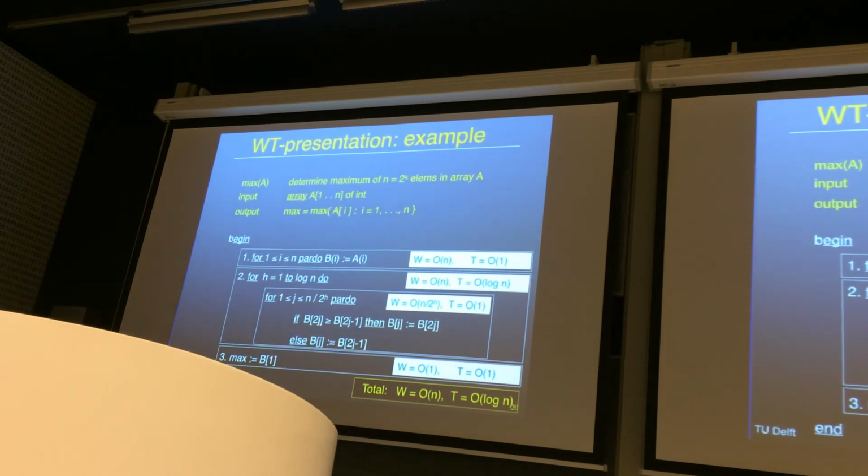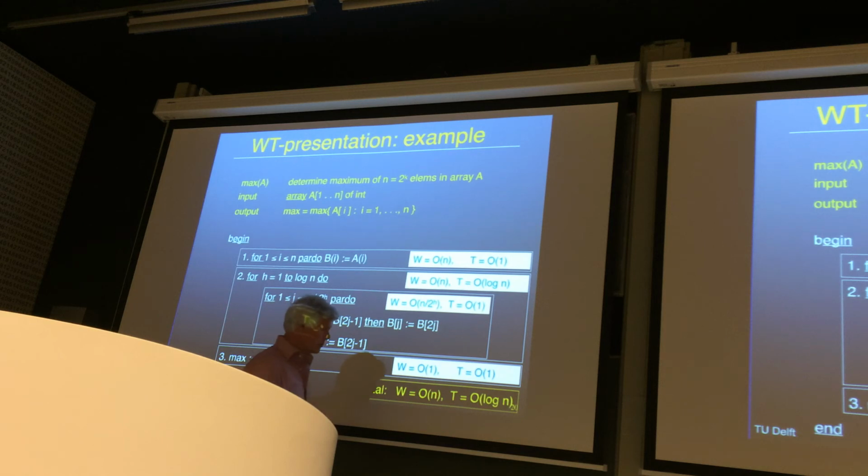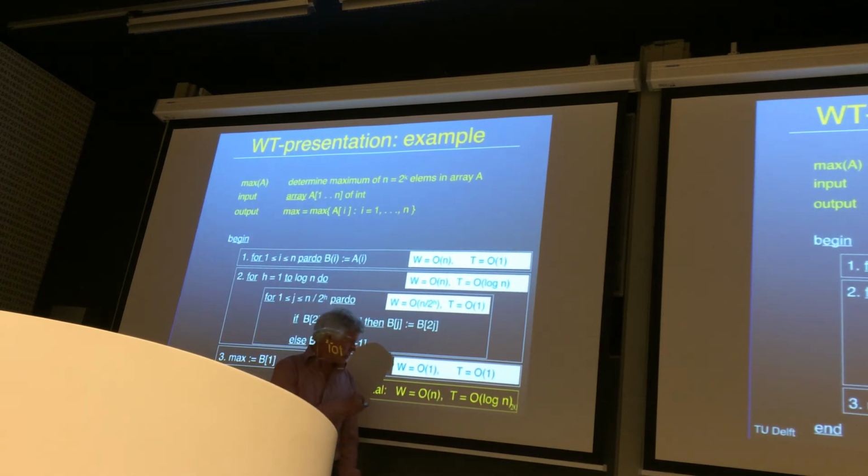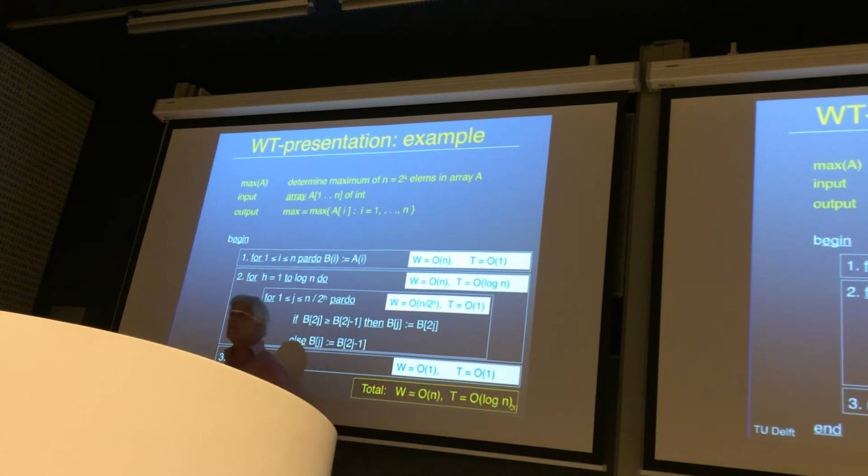So doing it in parallel, we can reduce the time we need from n to log n, and that's a significant speedup. So this algorithm is some algorithm that we would like to use, because compared to a serial one, we achieve a speedup. Can we do better? What do you think?